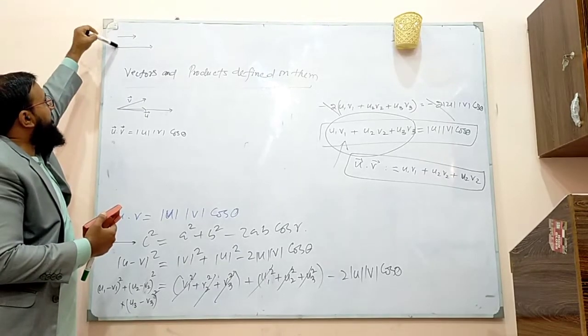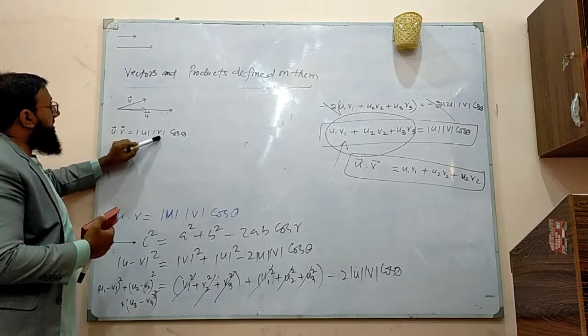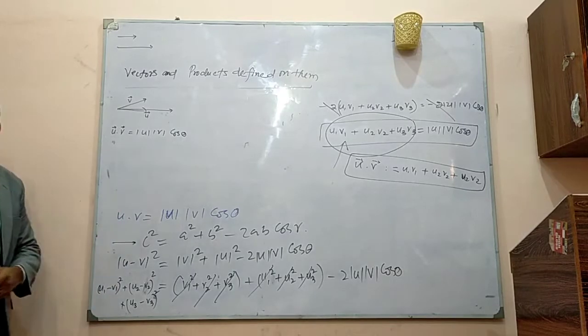So what this means is if they go into the same direction their dot product will take the maximum value.